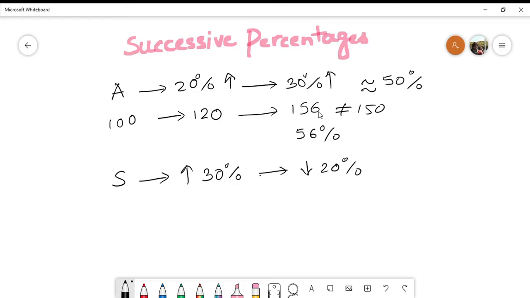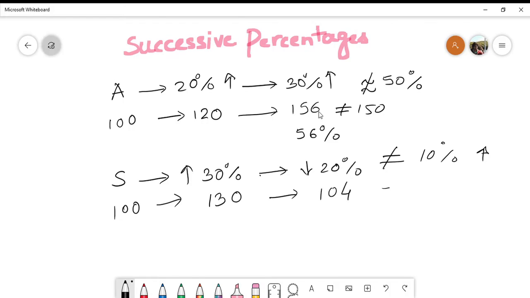Again, it won't be a 10% increase, right? Because we can again take a number 100. So after a 30% increment it will be 130, and after a 20% decrement it will be 104. So it is a 4% increase, not a 10% increase, right?